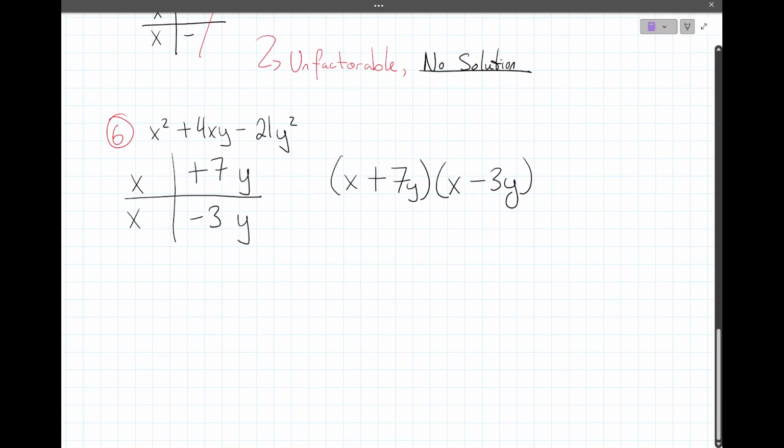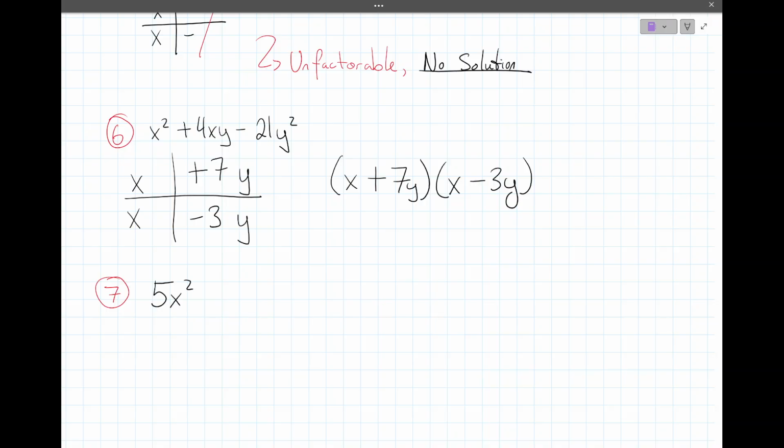Okay, a few more, and that's where we'll leave it. Number 7. So we look at this example here, and I'm going to look at 5x squared plus 35x plus 60. And if I take out this common factor here, right?